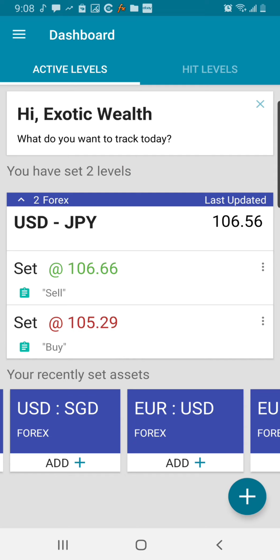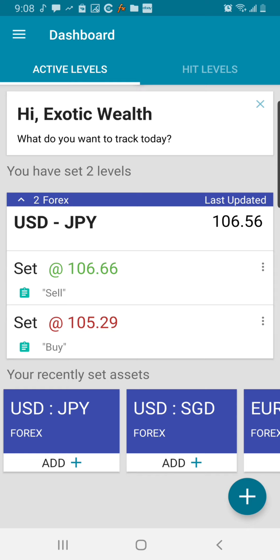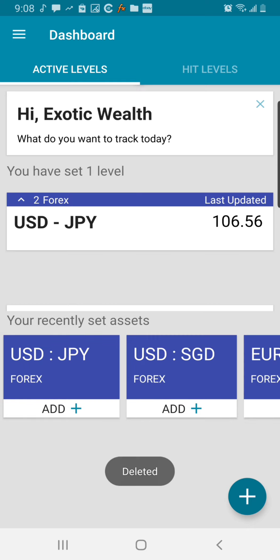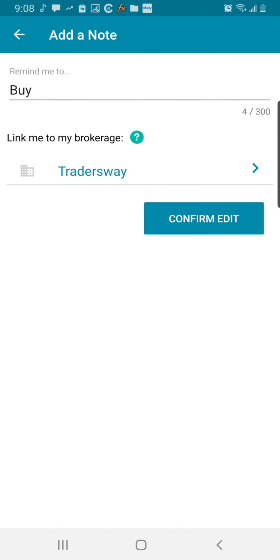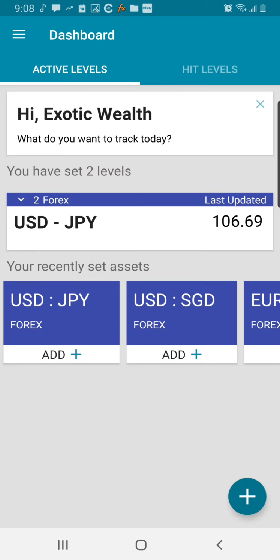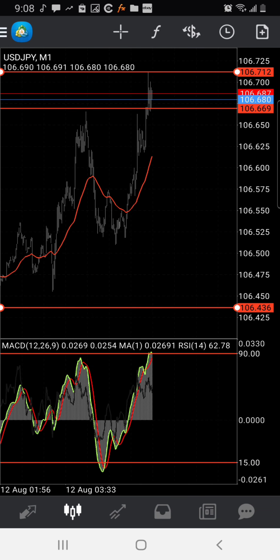All I do is just go on this app again and put in USD/JPY 106.36 and then call it a day. I'm gonna take one of these out. Delete this one. USD/JPY 106.36. Here we go. Set call level. Okay, I want to look for buys. Confirm. Okay, and it'll alert me. So that's all it is. That's all you do. And let's go see what's happening.